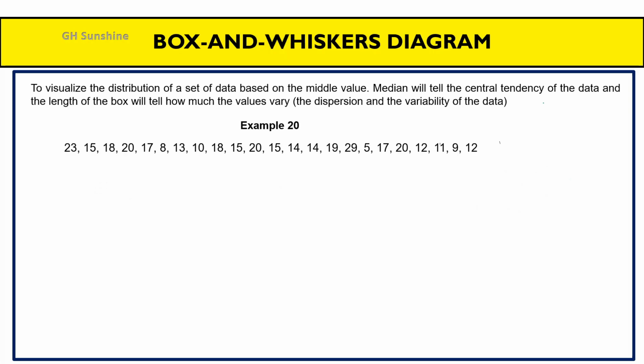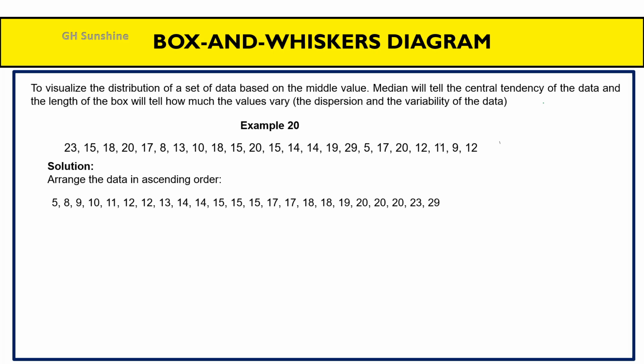Okay, so next we proceed to the box and whiskers plot. A box and whiskers plot visualizes the distribution of a set of data based on the middle value. So look at this example. We will construct a box and whiskers plot. First step, arrange the data in ascending order from the smallest value to the highest value.